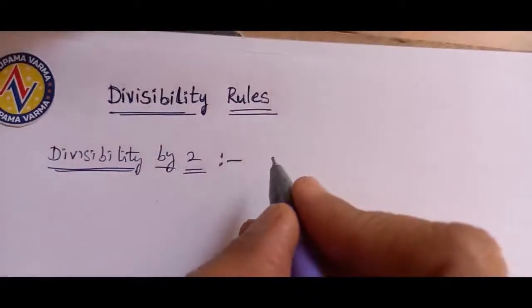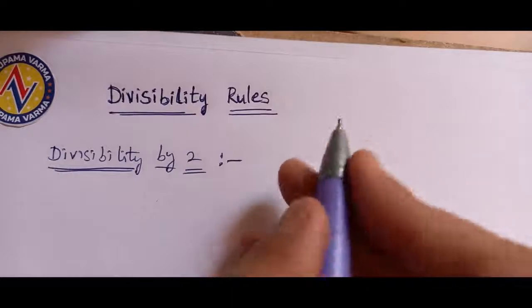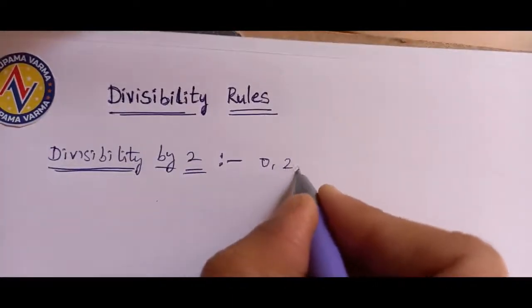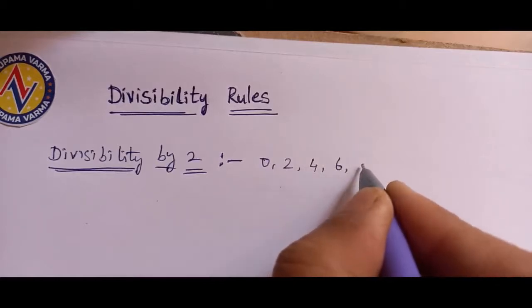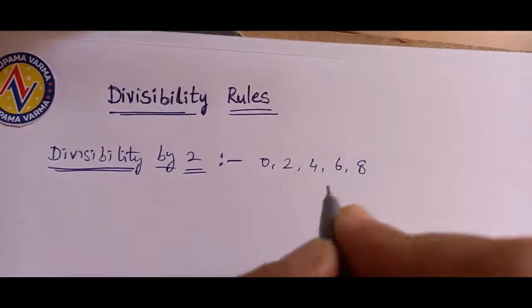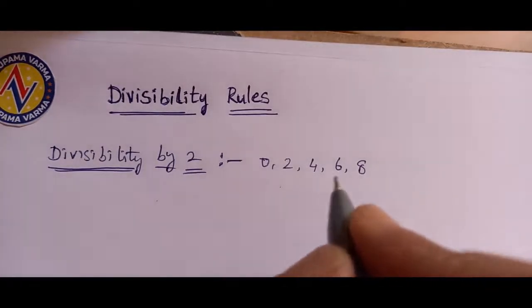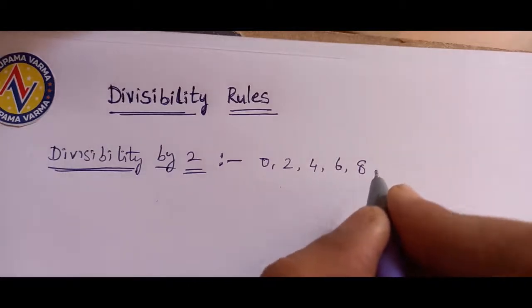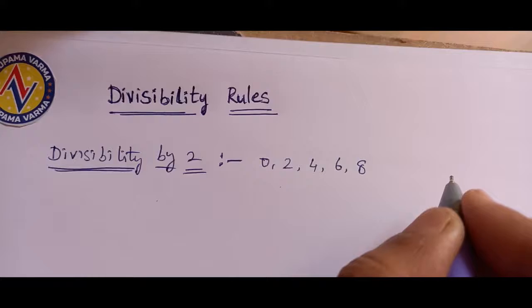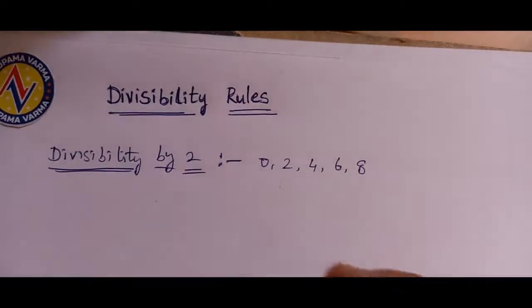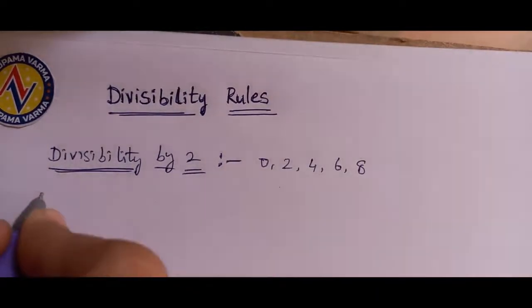All even numbers are divisible by 2. That means the number which is having 0, 2, 4, 6, 8 in its units place, that number is divisible by 2. Simply we can say all even numbers are divisible by 2.